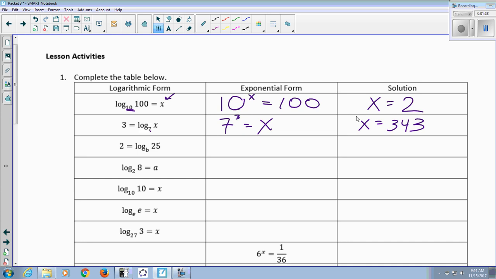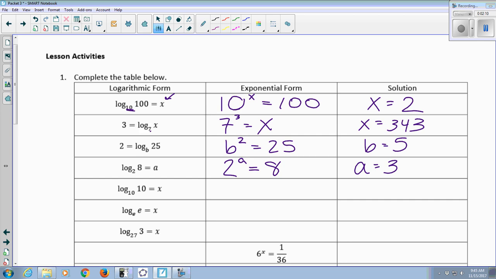Okay, if I have 2 equals log base b of 25, my base is b, my exponent is 2, and it equals 25. So what squared equals 25? You could think of square rooting both sides here, and my base would have to be 5. Log base 2 of 8 equals a, so my base is 2, my exponent is a, and it equals 8. So 2 to what power gives you 8? That would be the third power. 2 cubed equals 8.